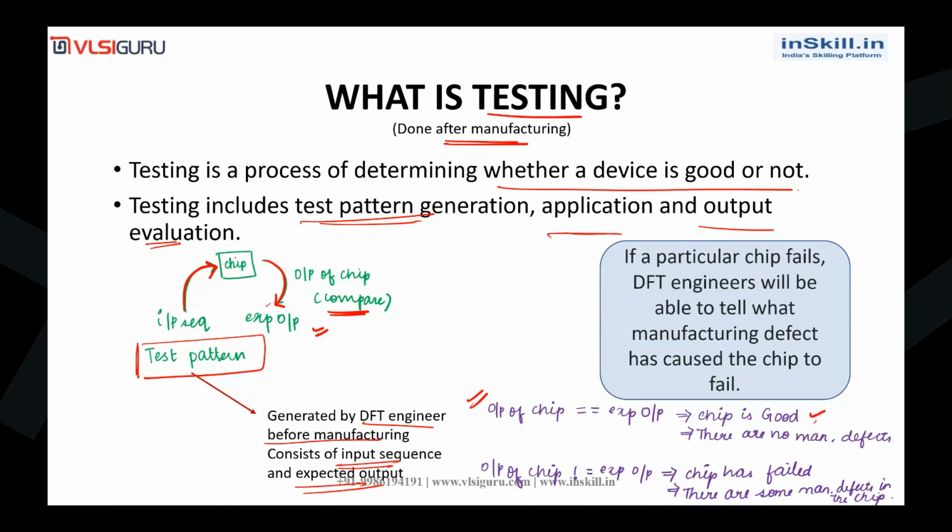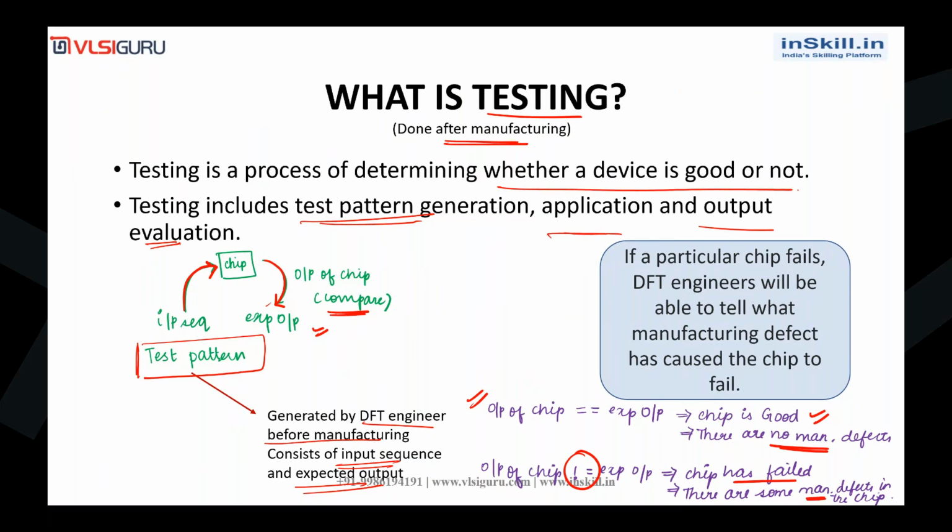Okay, if the output of the chip is equal to the expected output, it means that the chip is good. There are no manufacturing defects. If the output of the chip is not equal to the expected output, it means that the chip has failed. There are some manufacturing defects in the chip.